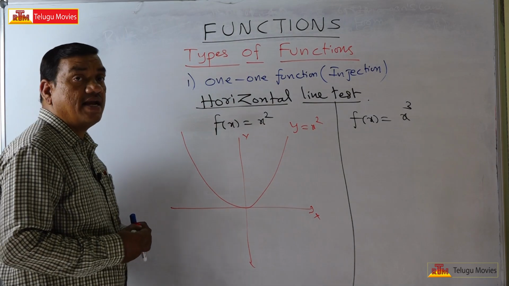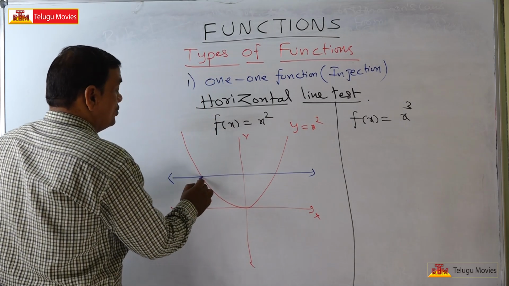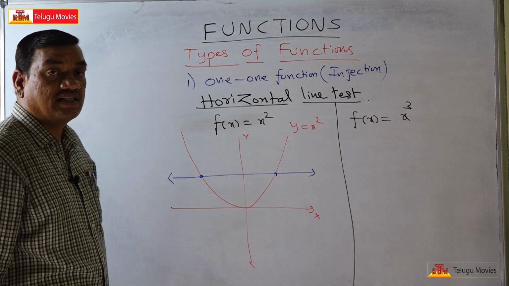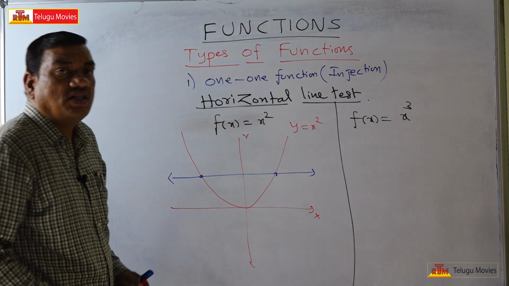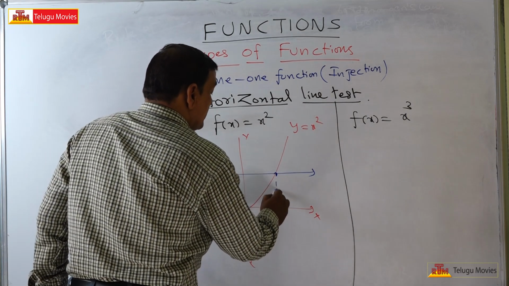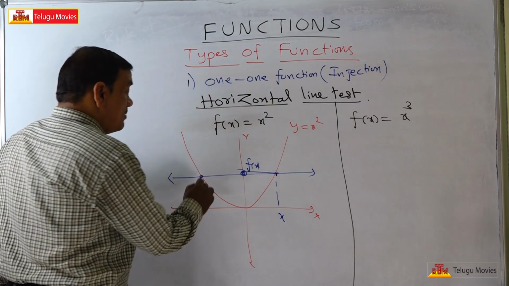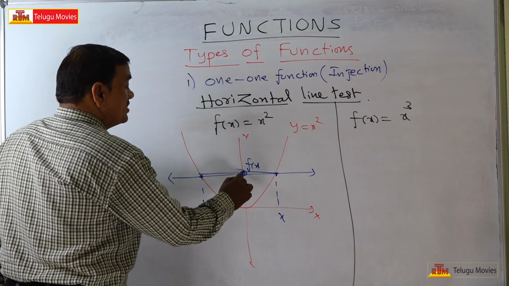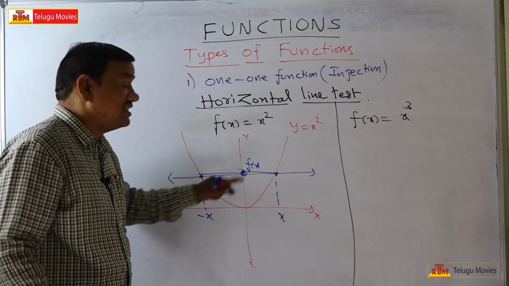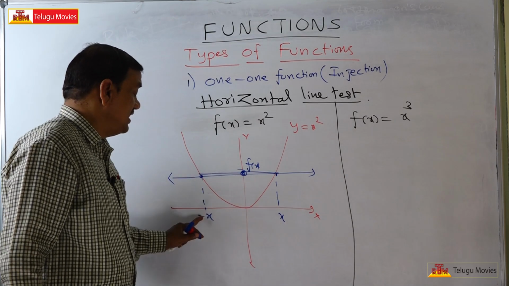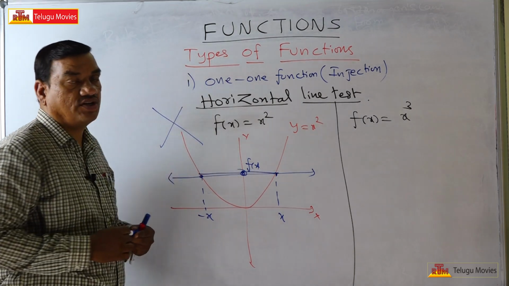Now let us draw a line parallel to the x-axis, anywhere. So you see here, is it intersecting the graph at 2 points? Yes, it is intersecting at 2 points. Therefore, it is not a 1-1 function. What is the theoretical support for this? Here for x, your image is f of x. Observe here, for minus x, the image is also f of x. That means x and minus x both have the same image. Therefore, it is not a 1-1 function.